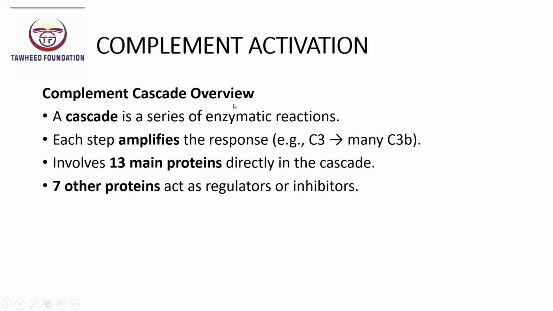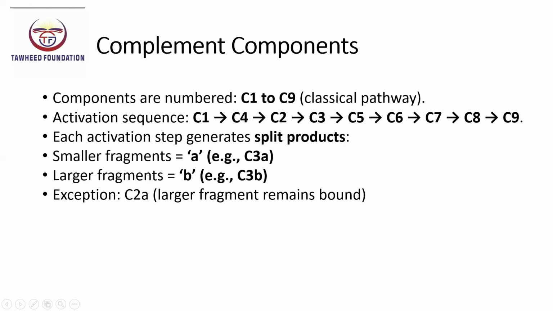So complement activation, a cascade, is nothing but a series of enzymatic reactions, which is known as a cascade. Each step amplifies the response. An example is C3 to many C3b. It involves 13 main proteins directly in the cascade, as well as 7 other proteins that act as regulators or inhibitors.